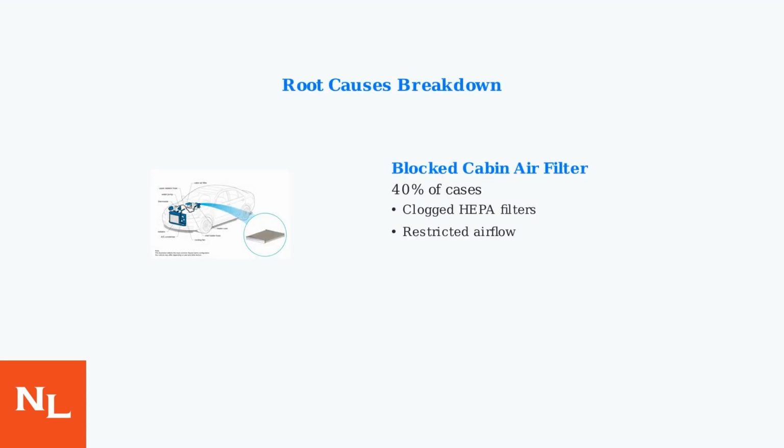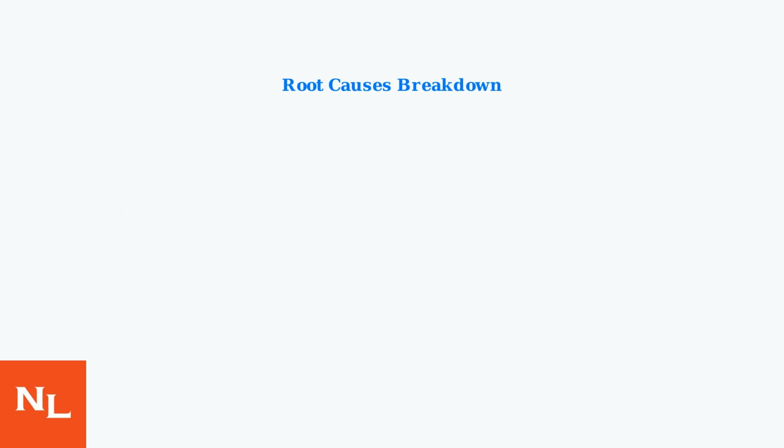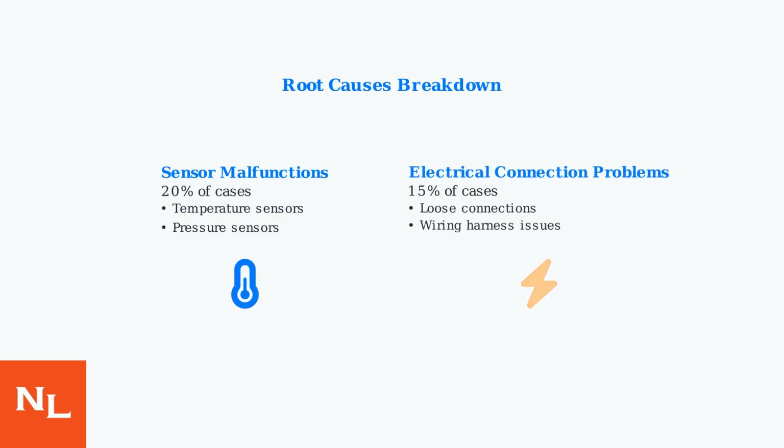The most common is a blocked cabin air filter, accounting for 40% of cases. Heat pump compressor issues account for 25% of cases, often requiring complete heat pump replacement. Sensor malfunctions account for 20% of cases, while electrical connection problems make up the remaining 15%.